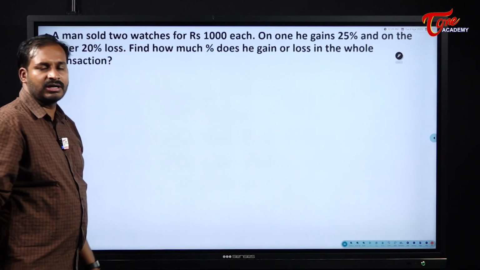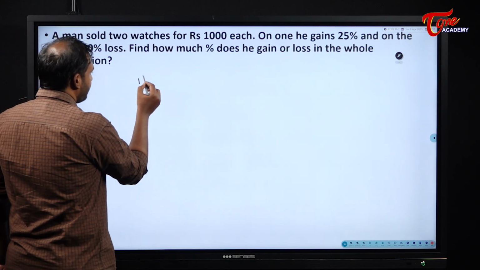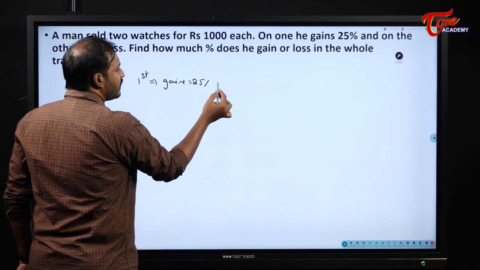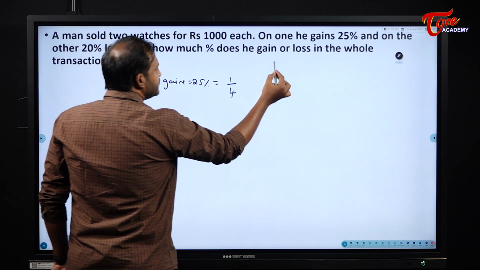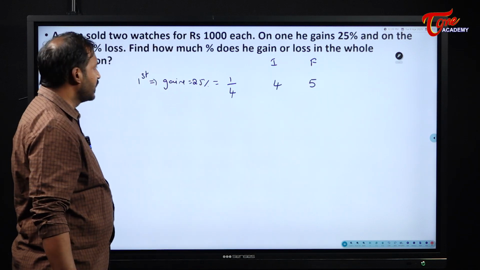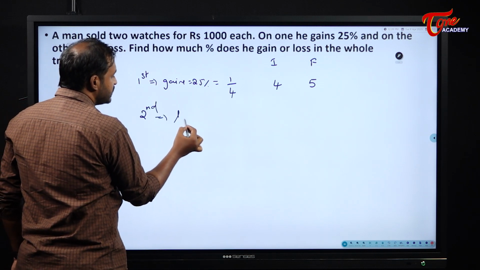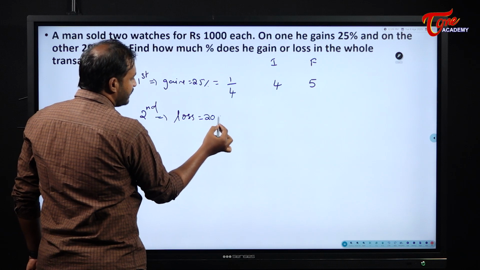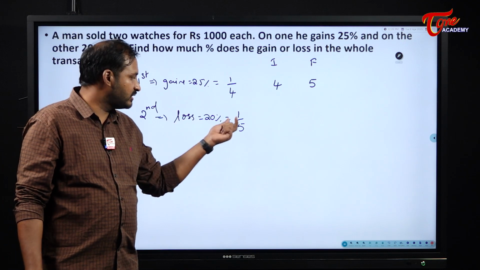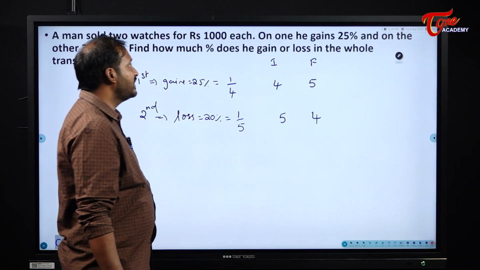Okay, now the same concept here. Here we will go with the shortcut one. Very easily you will get the answer. On one, he gains 25%, right? 25% becomes 1 by 4. So, initial and final: initial value will become 4 and final value becomes 5. Okay, good. And on the other, he loses 20%. 20% means 20 by 100, which is 1 by 5. So, initial value will become 5 and final value becomes 4.